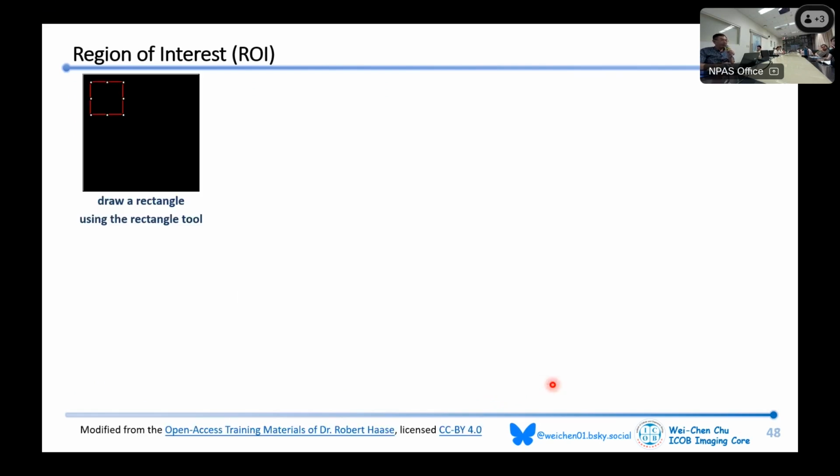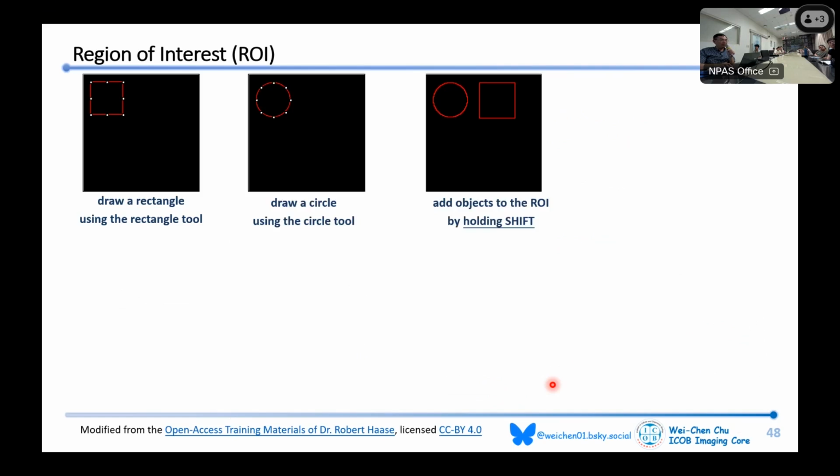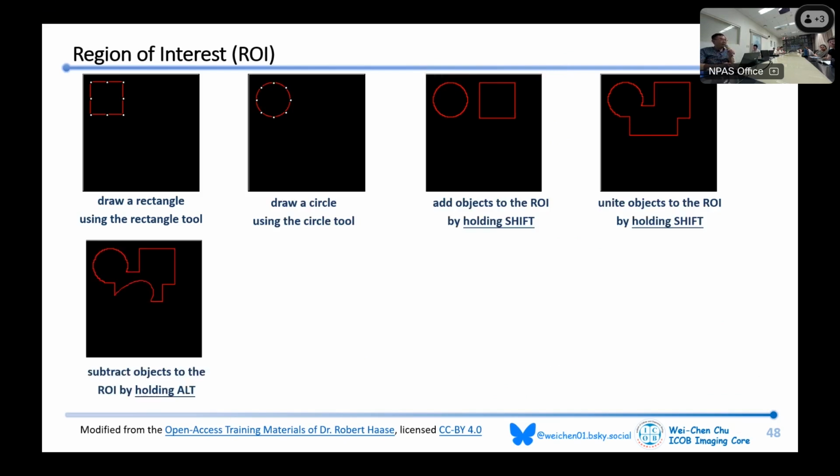So region of interest: you simply select a region you want to measure. You can draw a rectangle like this, or a circle, or you can hold Shift to create a composite region of interest, so you can measure those two places simultaneously. And then you can merge them together by holding Shift.